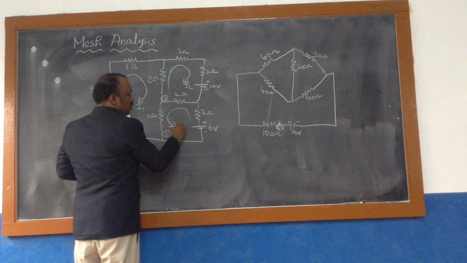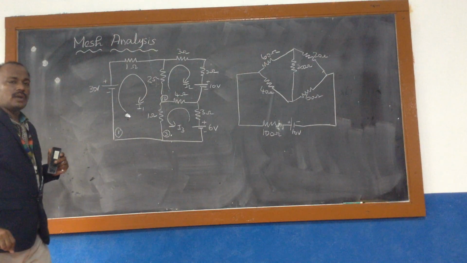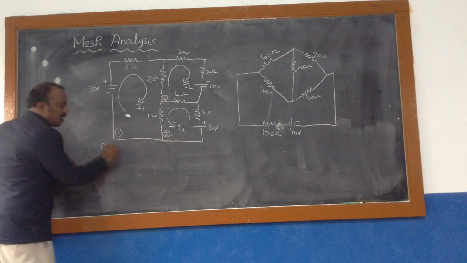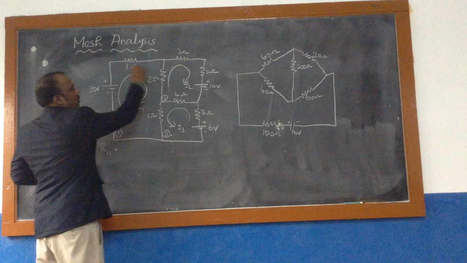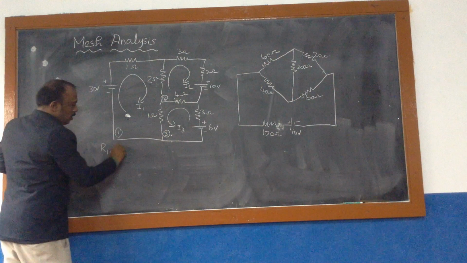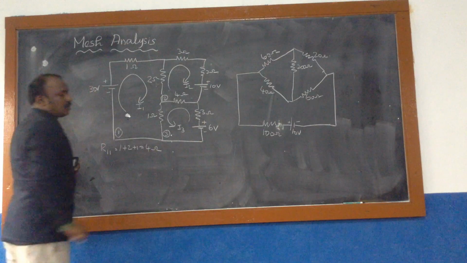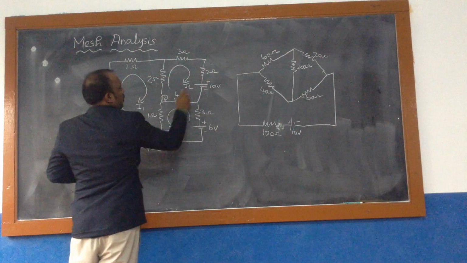I1, I2, I3. Similarly, the same matrix R11, R22. Find all those values. Simply R11. What is R11? The loop resistance: 1 ohm, 2 ohm, 1 ohm. All the resistances are 1 plus 2 plus 1, which is equal to what? 4 ohms.